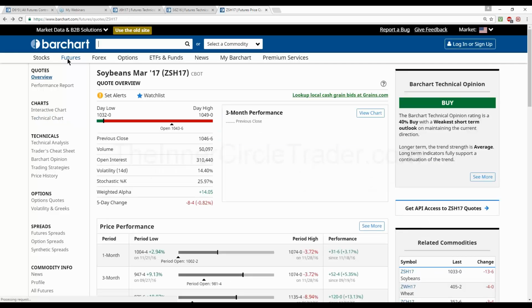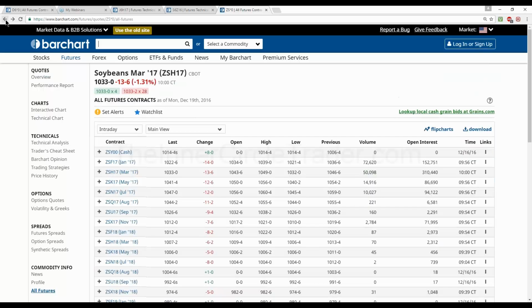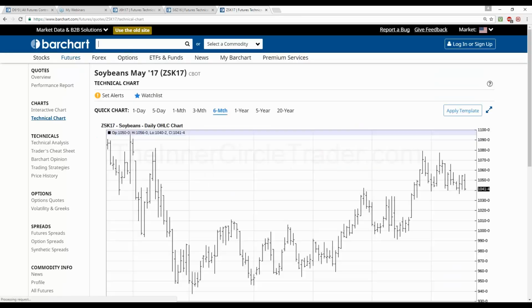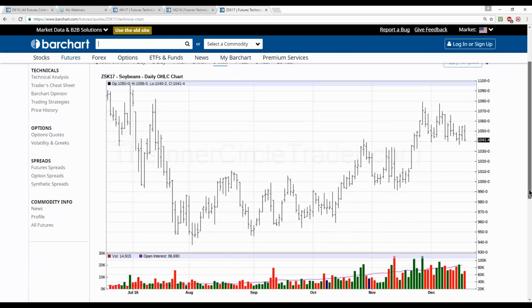Let's see what the next month out from March is. May soybeans, 86,000. You're probably saying, what are soybeans? If you eat food, trust me, you're eating soybeans. It's in there somewhere. They put it in everything. All right, so again, that same little gap is closed in here, but nonetheless, it still looks like it wants to go higher.